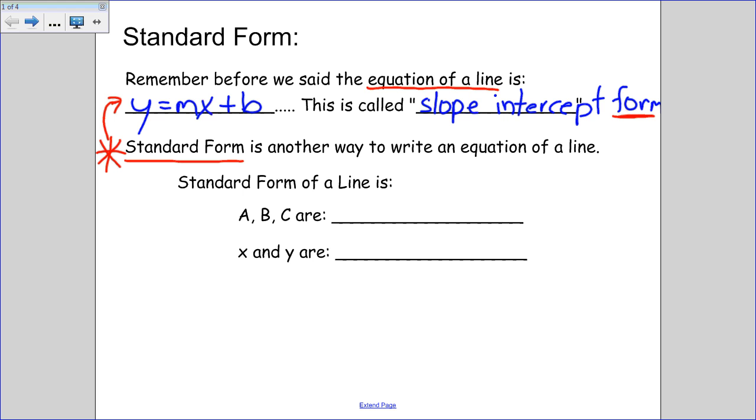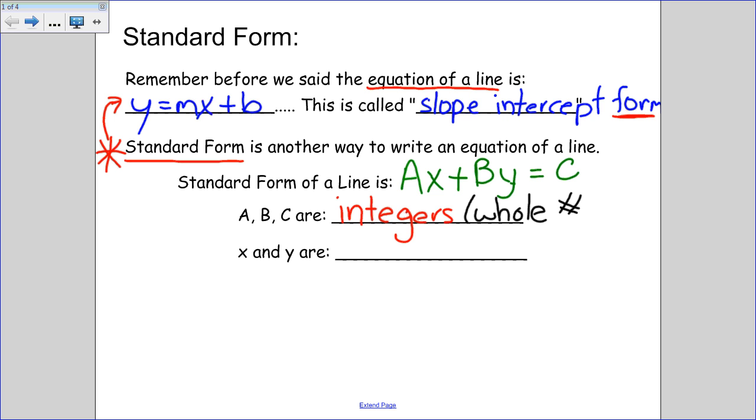The standard form of a line is ax plus by equals c. Okay? A, b, and c are all going to be integers. Okay? What's an integer? Do we remember? Let's think back, use our vocabulary. An integer is a whole number. Okay, they're going to be whole numbers, so it's going to be a 1, 2, 5, anything that's a whole number.